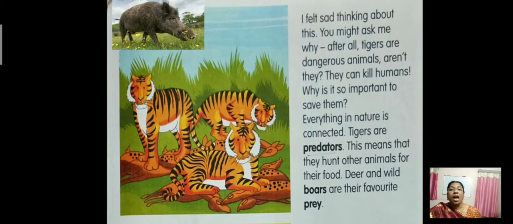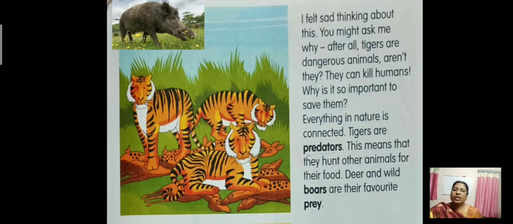Now she says everything in nature is connected. Tigers are predators. Predators means they eat other animals. This means that they hunt other animals for their food. So as they want to eat food, they hunt other animals. So which animals do they hunt, children? Yes, very good. Deer and wild boars are their favorite prey. Favorite means that is their favorite dish, the animal which they love to eat.